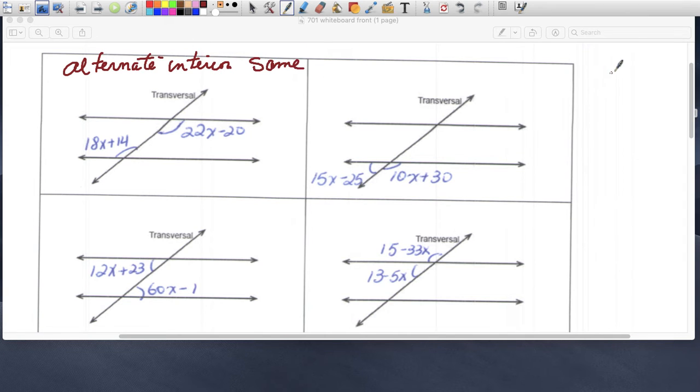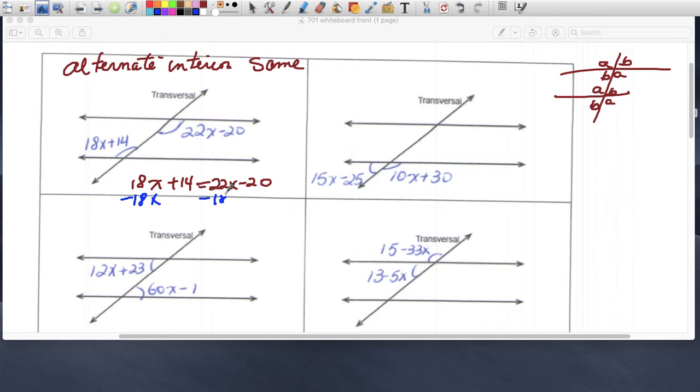So remember, if you draw one of these, this is A, this is B, this is B, this is A, this is A, B, and B. If you look at these two, this is A and this is A, so they're both the same. So when you set up your equation, 18x plus 14 equals 22x minus 20. So minus 18x, minus 18x. These two cross. 14 comes down. 22 minus 18 is 4x minus 20.